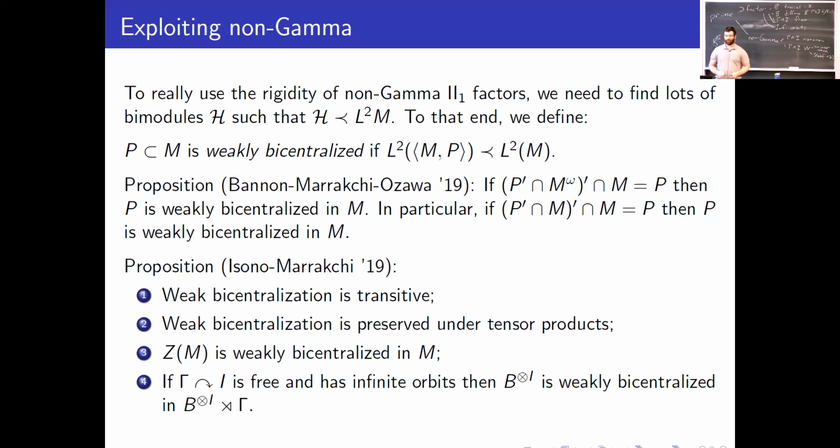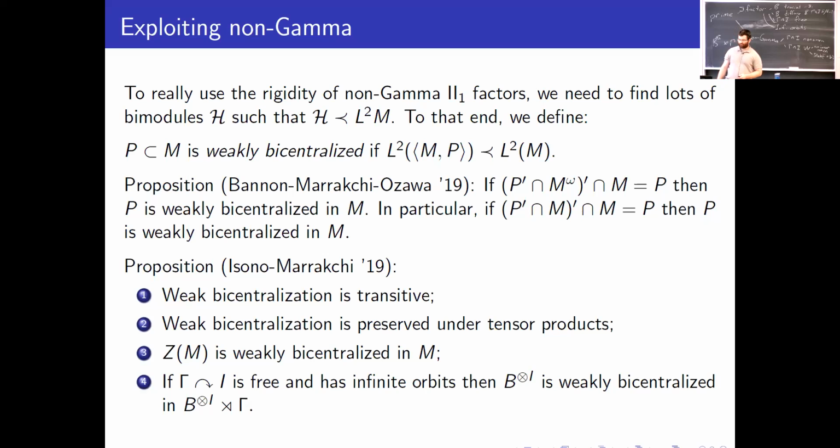Anyway, so proposition. This property is transitive. So if A is weakly bicentralized in B and B in C, then A in C. It's preserved under tensor products. Basically, it plays nicely with tensor products. The point 3 is 95% true. So the center is weakly bicentralized in M, but I think there's an exception if you have a non-separable type 3 von Neumann algebra. But we're in the type II_1 setting, so it's fine and separable.